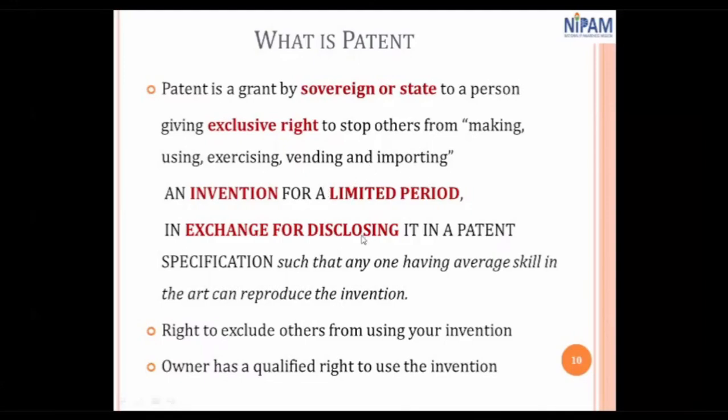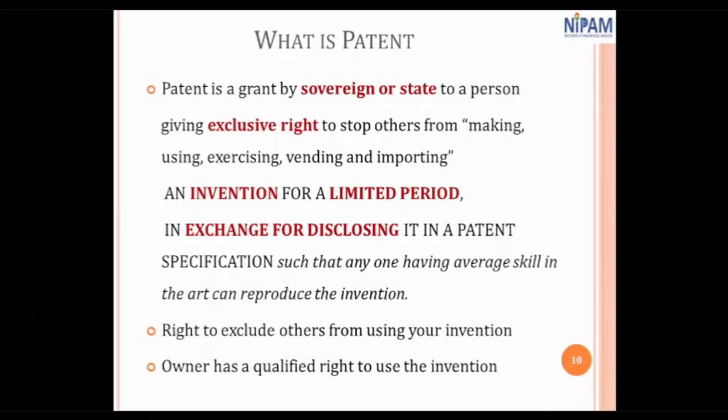For an invention, you get a patent for a limited period of time. That is, for a certain period of time, you will be getting the monopoly for all the product. What you as an innovator or inventor have to do is disclose the invention to the patent office. Like in India, when any foreign company applies for a patent, it has to disclose the complete specification, or complete information about that invention, to the Indian patent office.